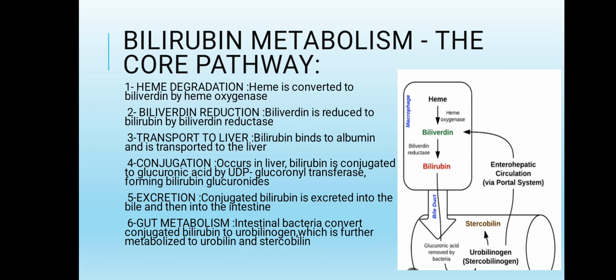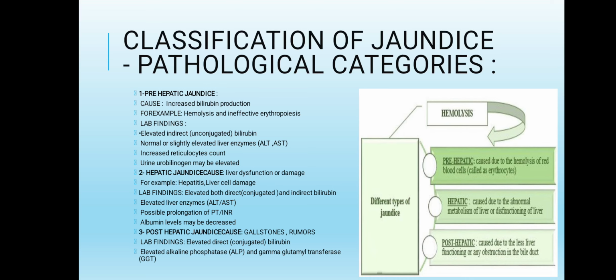Then we will discuss the classification of jaundice into pathological categories. Jaundice can be classified into three main pathological categories. The first one is prehepatic jaundice. Prehepatic jaundice occurs when there is an increase in bilirubin production or load before it reaches the liver. The cause is increased bilirubin production, for example, hemolysis and ineffective erythropoiesis. In hemolysis, there is a breakdown of red blood cells releasing more bilirubin into the bloodstream. In ineffective erythropoiesis, abnormal production of red blood cells leads to increased bilirubin production.